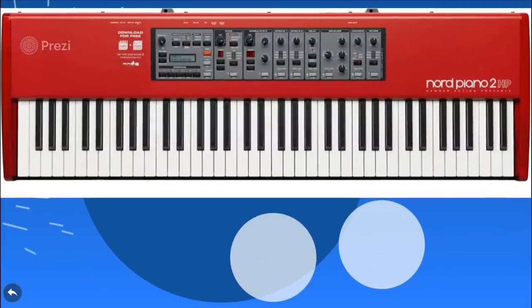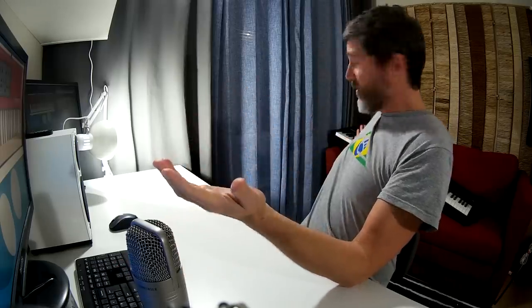Here's what I'd get. It's a second-hand Nord Piano 2. Now, unfortunately, Nord don't make the newest generation of the Nord Piano in a 76 keyboard anymore. It's only 88, and this room is not big enough for an 88, unfortunately. This is where I make most of my music. So I would actually look out for one of these, a used Nord Piano 2 HP 76. It's stripped down, it's basic, it's one tool that does one job, and I really like that.